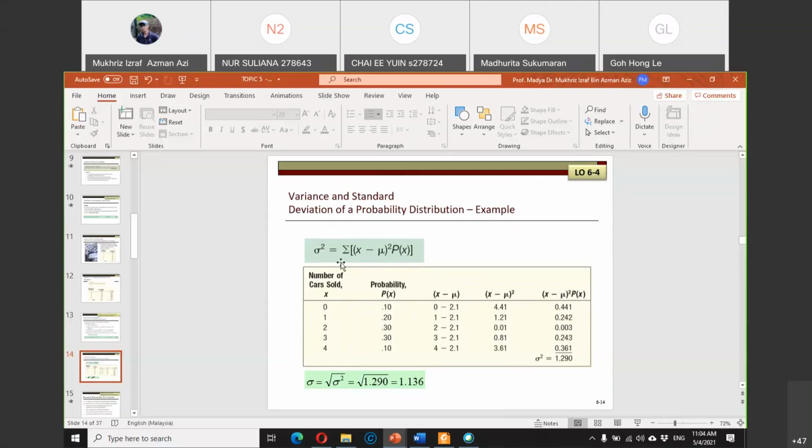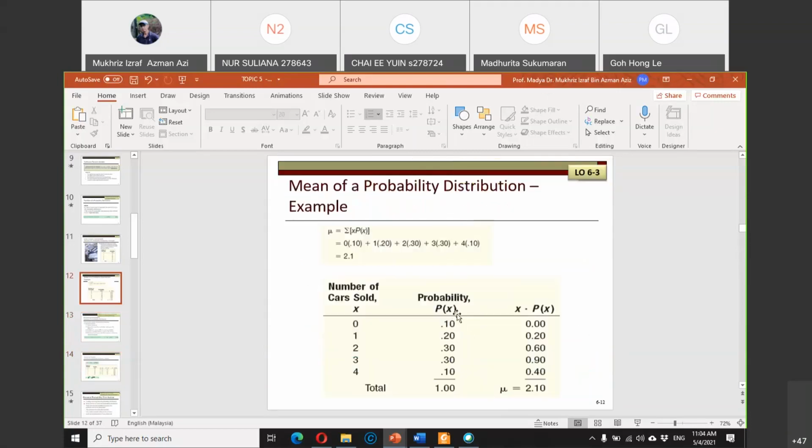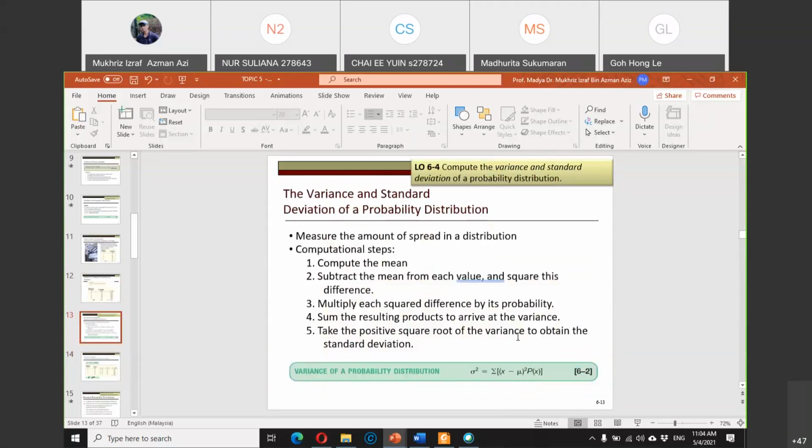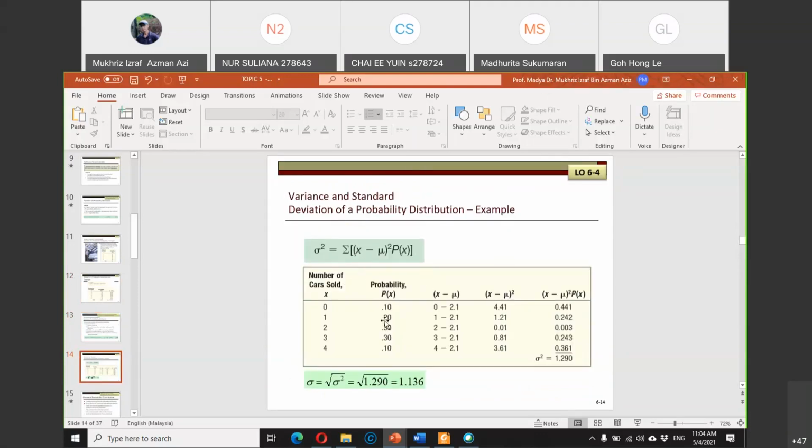From the previous calculation, you know that the mean is 2.1. So X minus mu: 0 minus 2.1. You repeat the process for all the possible outcomes until 4 cars, and then square this value. Then you multiply by the probability of X, 0.1 here. So 4.41 multiplied by 0.1, you get 0.441. You repeat the process for all possible outcomes. The sum will be the variance. As usual, the standard deviation is the square root of the variance. The square root of 1.29 is 1.136.